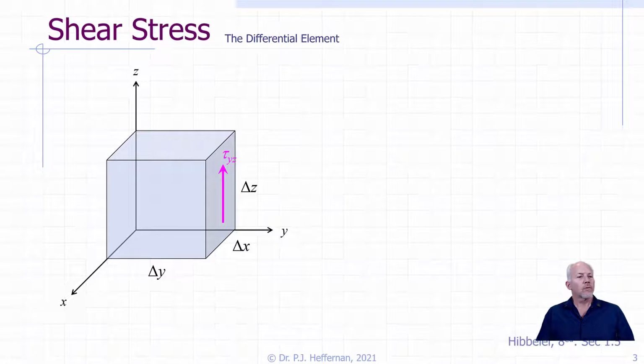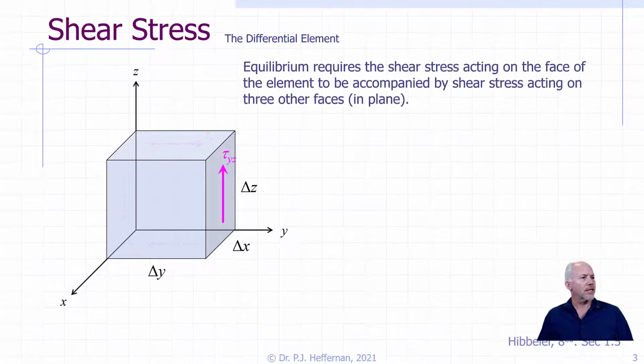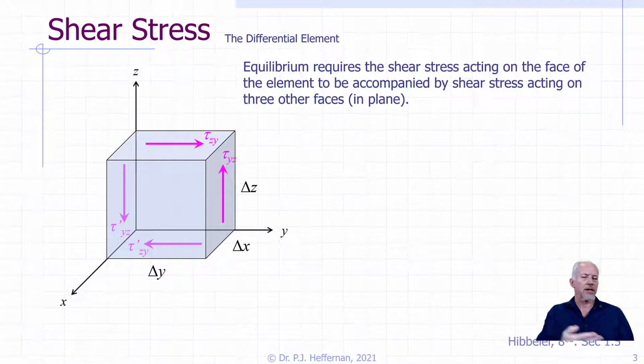Equilibrium shows us that tau must be the same for all in-plane shear stresses. By in-plane shear stresses, I'm talking about those other three shear stresses that occur in the same plane as the one that we just drew in. And here they are shown with their various nomenclatures.